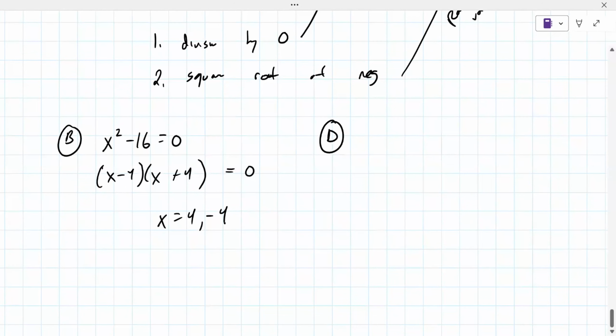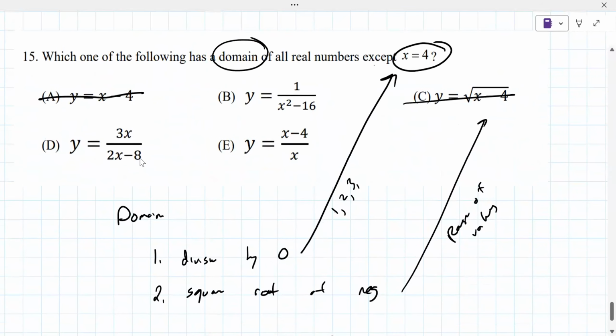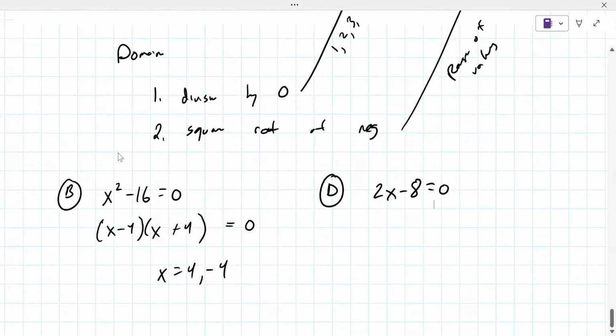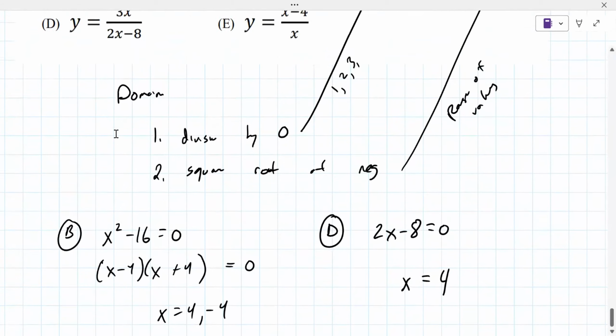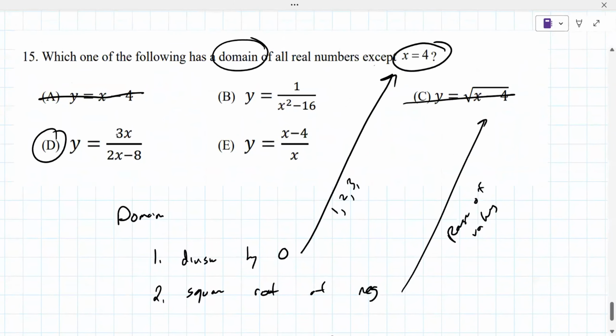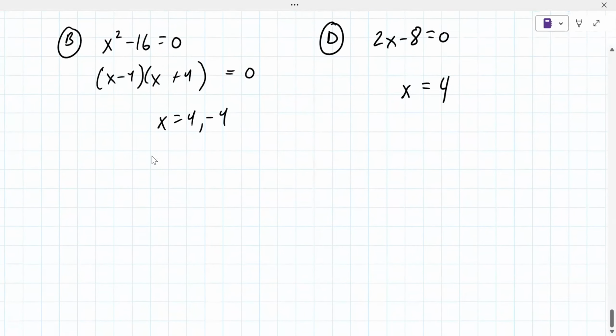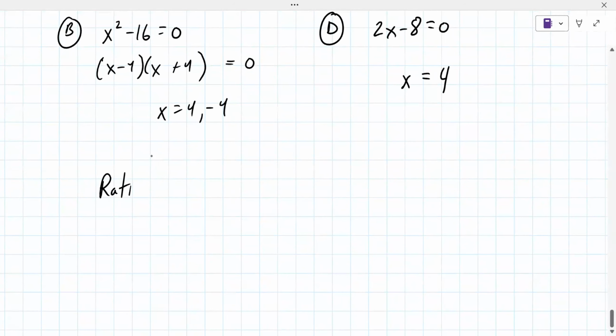Letter D, you're setting the bottom, which is 2x minus 8, equal to 0. When you solve for x, you get x equals 4. And that will be the final answer. Okay. So for rationals, you set the bottom equal to 0. Okay.